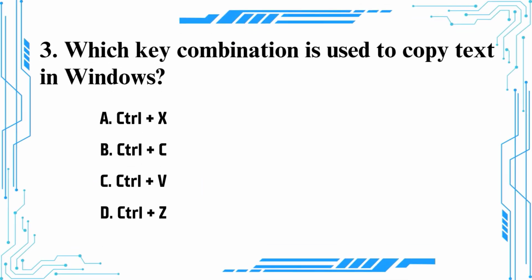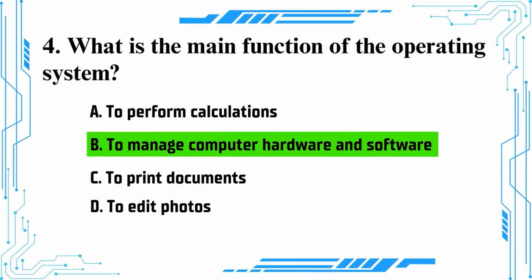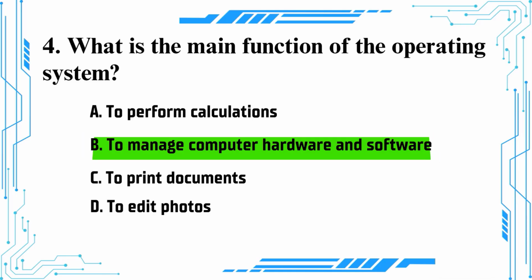Question 3. Which key combination is used to copy text in Windows? The answer is B, Ctrl+C. Question 4. What is the main function of the operating system? The answer is B, to manage computer hardware and software.